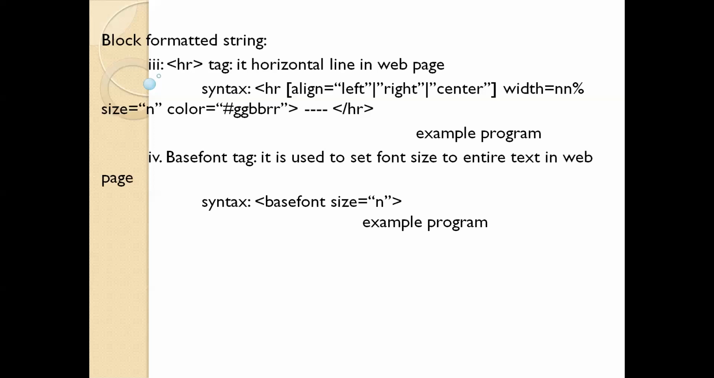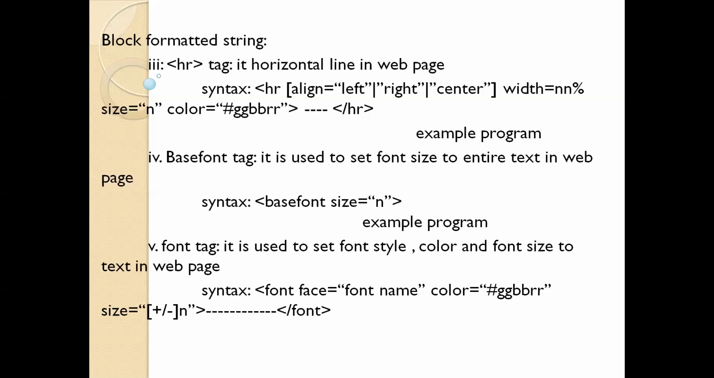Next one, fourth one, basefont tag. It is used to set the font size for the entire text on the web page. By default, there will be some font size, and if we want to increase or decrease the size of the font, we can use this basefont. The basefont tag contains an attribute called size, and the value should be given in double quotes. If we have given size equal to 10, the font size of the entire text will be 10 points. And if we have size equal to 20, the entire text's font size will be 20.